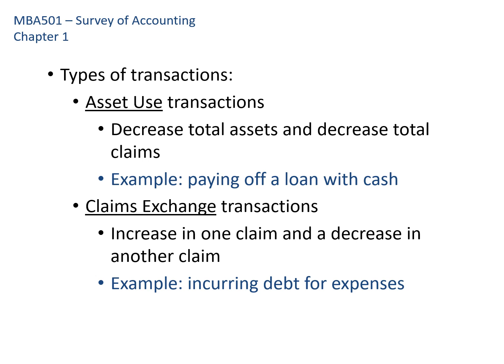And the last type is a claim exchange transaction. That's where one type of claim goes up and another type of claim goes down. An example there would be incurring debt for expenses.